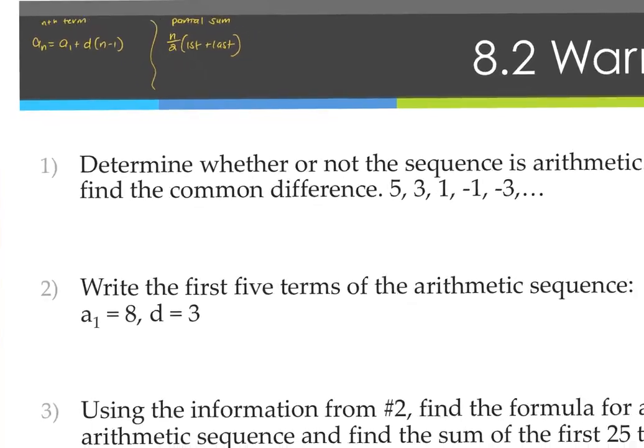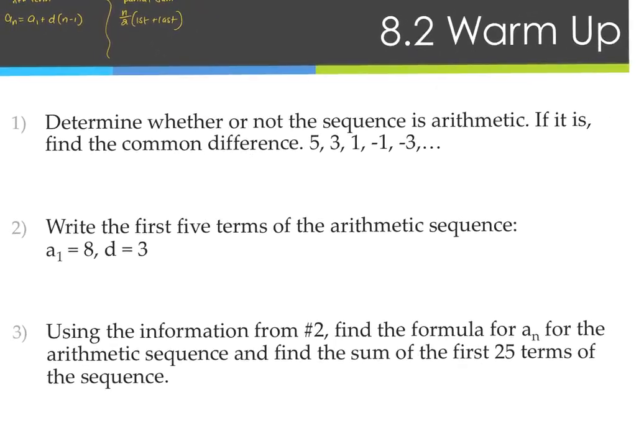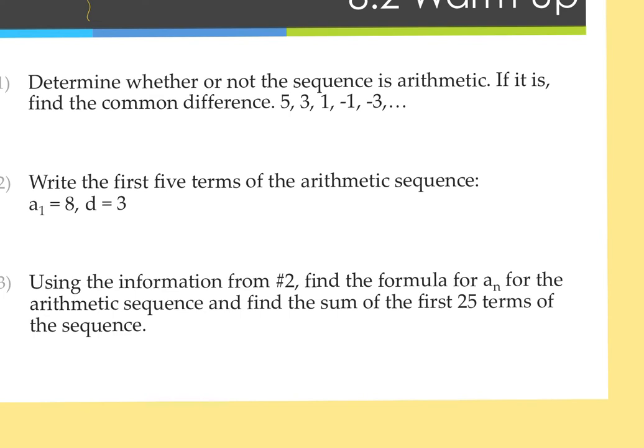All right, so number 1 says determine whether or not the sequence is arithmetic. If it is, find the common difference. So I'm doing 3 minus 5, negative 2. 1 minus 3, negative 2. Negative 1 minus 1, negative 2. Negative 3 minus a negative 1, negative 2.